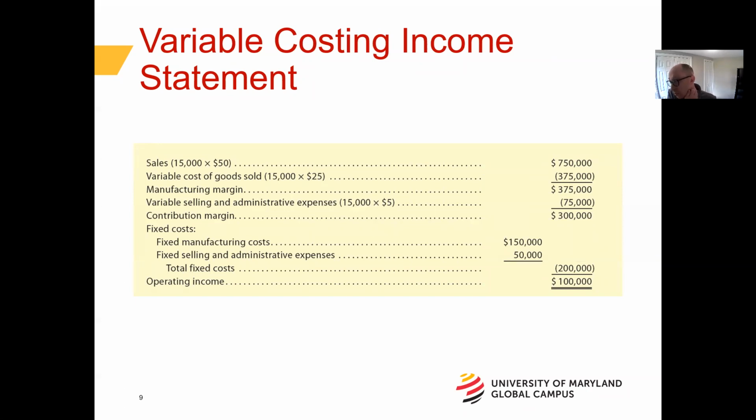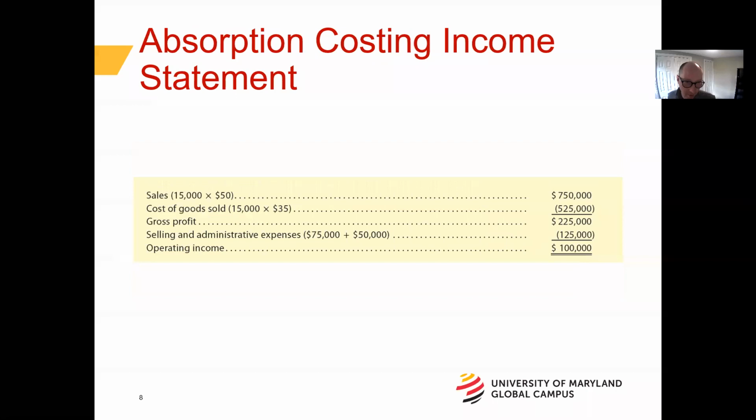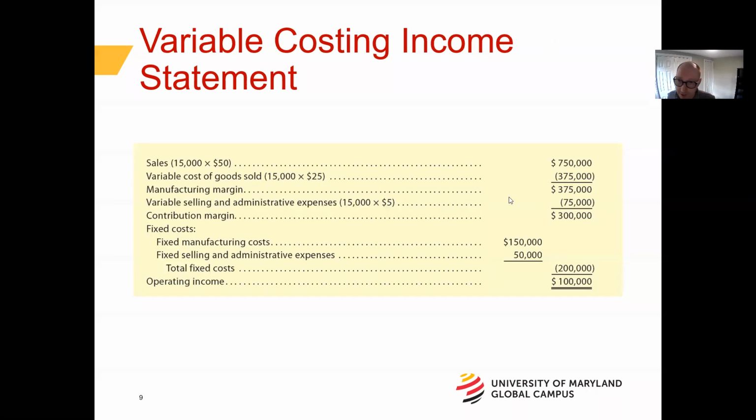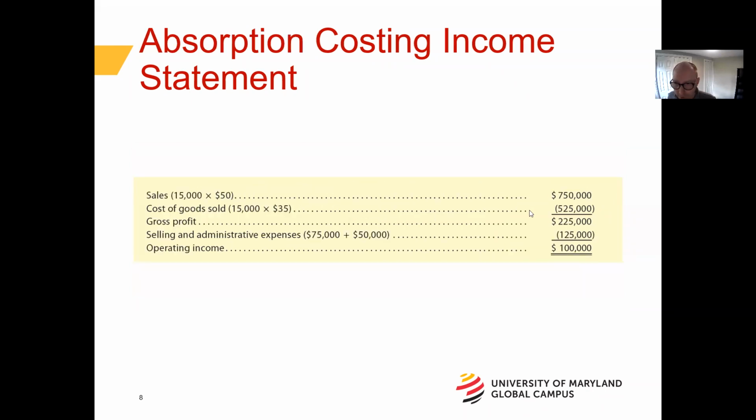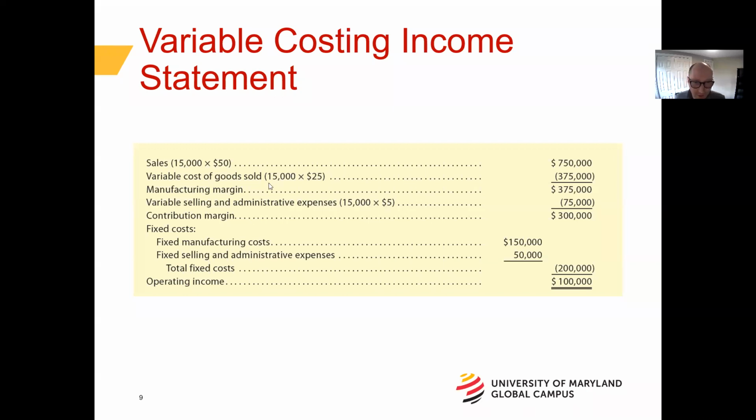Now let's see how the absorption costing model compares to the variable costing model. Sales is the same, 750,000. Now, here's where it gets different. Let's take a look. Sales, 750,000, that's the same. Then, when we start talking about our cost of goods sold, it's different. Now, let's see why.